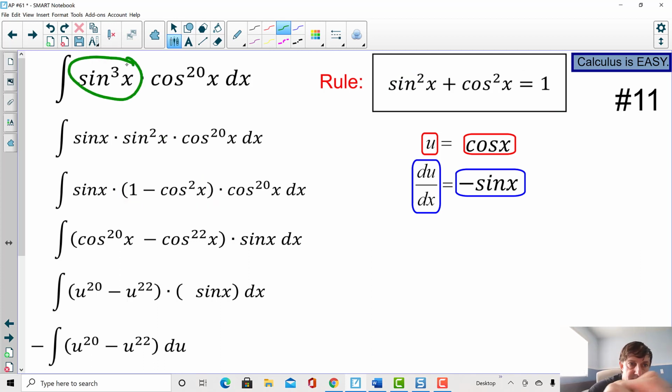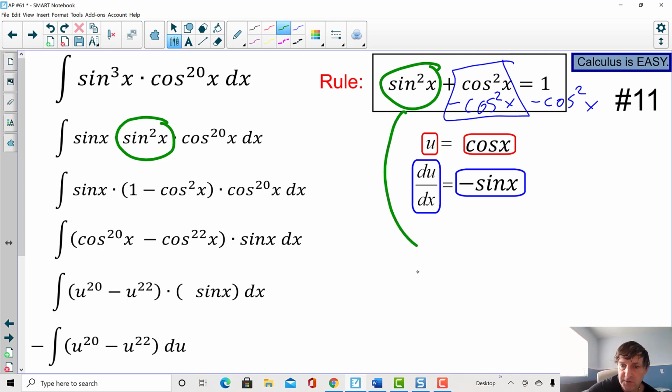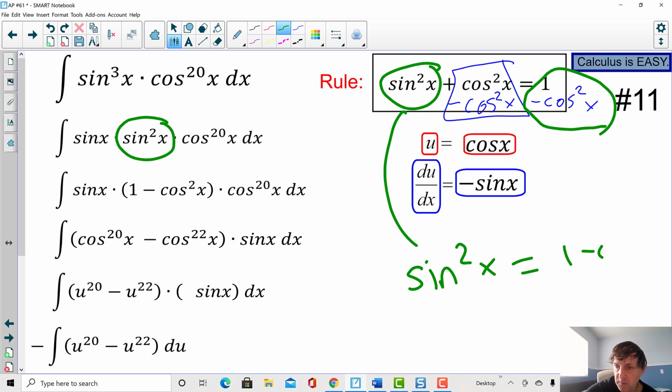So you see we have sine to the third. We're going to break it up into sine times sine squared. And we're going to trade our sine squared for, well, you just need to subtract cosine squared from both sides. On the left side, these two things cancel. So you're just left with sine squared. And on the right side, you get 1 minus cosine squared.